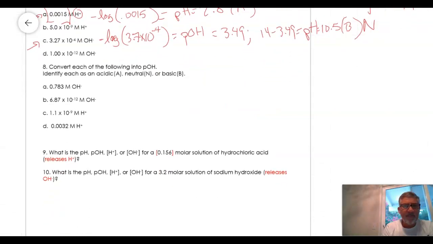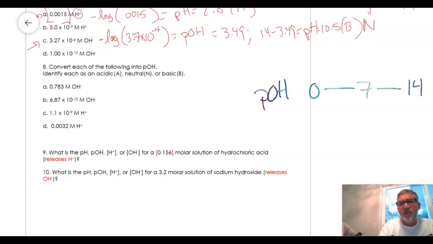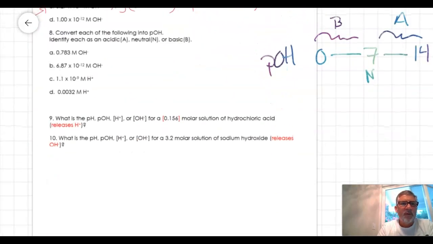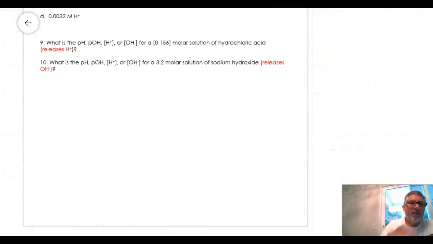Number 8 is done the same way as 7, except you're going to pOH instead of pH. Remember, so pOH scale 0 to 7. So pOH, since I'm talking about hydroxide, this would be a base, this would be an acid, this would be neutral, because it's the opposite of pH. Okay? You saw up here, my pOH was 3.9. If I put it down here, it would be basic. It's still basic. Okay? All right, so 8, you do the same way except for that.